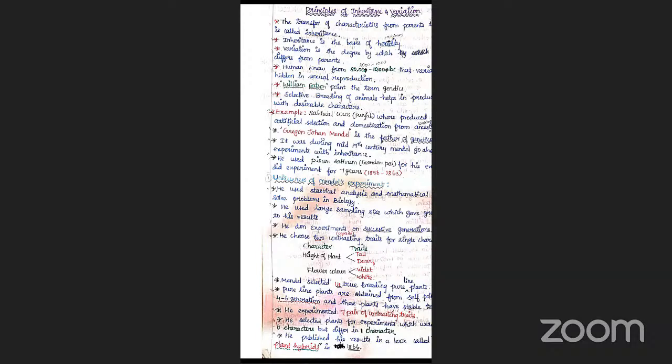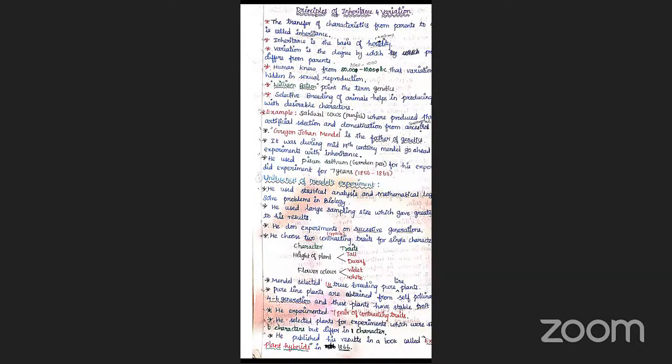The next one, we must know about Gregor Johann Mendel. Few important things only, which are related to NEET. Gregor Johann Mendel was born in the year of 1822 in Austria. The contribution of Mendel to genetics is known as Mendelism.